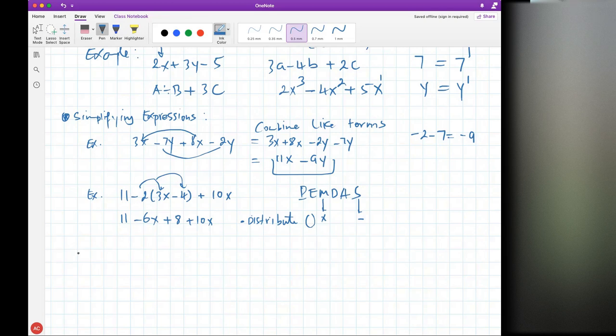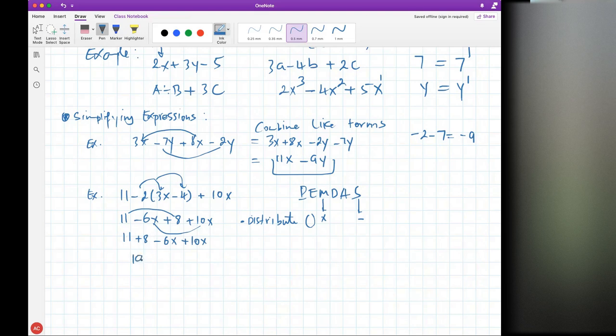So what do we combine here? 11 with 8 is 19. And also negative 6x with the positive 10x. Exactly. So we're going to combine. Again, remember, when you move a term, move it with the sign. The negative belongs to this. So you're going to move it over here next to positive 10x. Then you do your addition and subtraction.